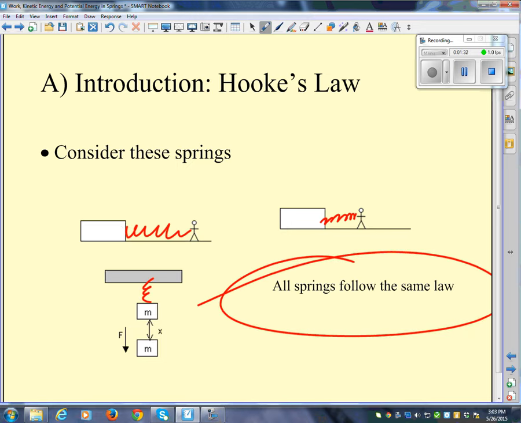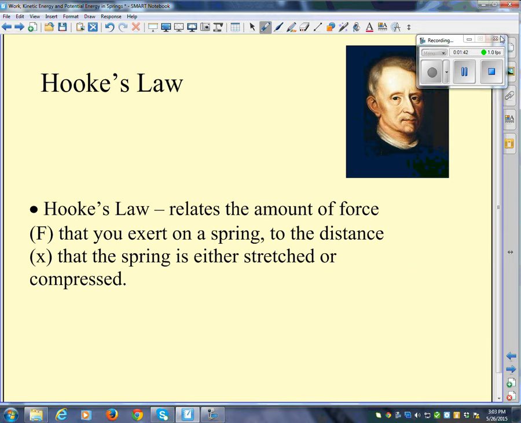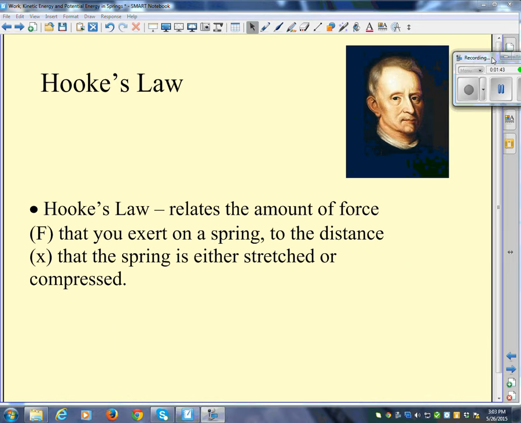The general idea is that all springs follow the same law. It doesn't matter what kind of spring it is, a pull-apart or a stretch one, or a compress kind of thing. There's Robert Hooke. Did that look like you when you were doing the Hooke's Law lab today? Probably not so much. Hooke's Law relates the amount of force F that you exert on a spring to the distance x that the spring is either stretched or compressed.